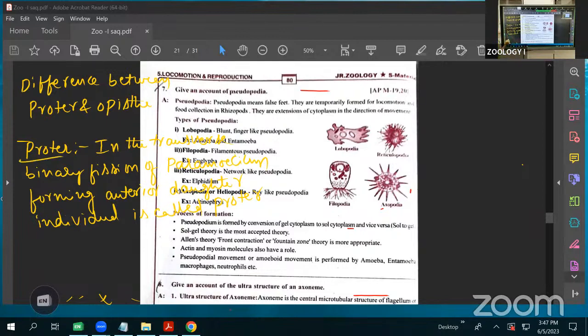Next, what about the opiste? Opiste is the same like that only. You write it the same. In the transverse binary fission of the paramecium, here instead of anterior, you write posterior. Posterior daughter individual is called opiste. They take the posterior contractile vacuole from the parent, and remaining organelles they can prepare their own. This is the difference between the proter and opiste.